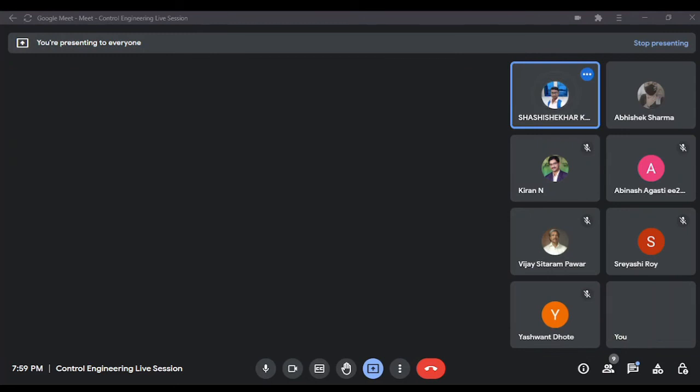So we initialize G as the plant transfer function 10 by S square plus 10. Then I'm using GC1, my first controller, that has the given KP and KD values: 0.1 S plus 0.6, where KD is 0.1 and KP is 0.6. Now we can find the information about the step response from this.